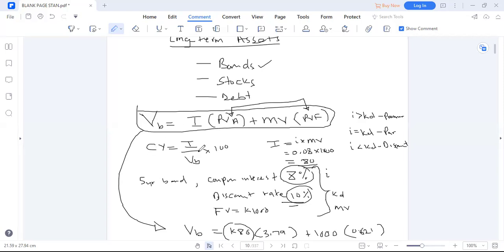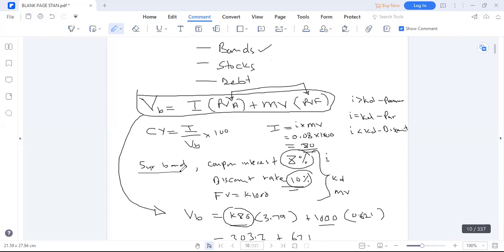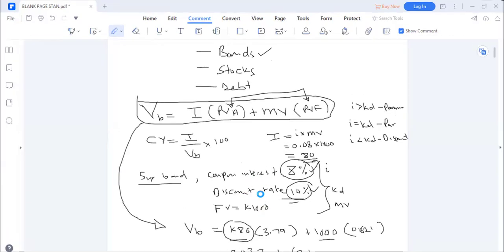So let's take note of just these two formulas. We're going to look at an example here. Suppose we have a 5-year bond and the coupon interest is 8%. The discount rate is 10%. The coupon interest is actually the interest that the bond earns. The discount rate is the appropriate market rate. The face value is the original price at which the bond was actually issued. So these three parameters are very important in the valuation of our bonds.